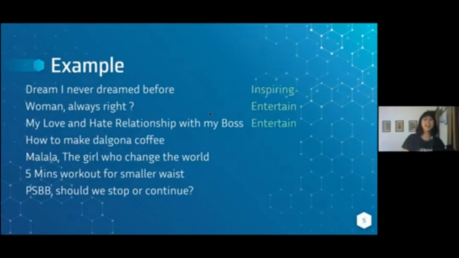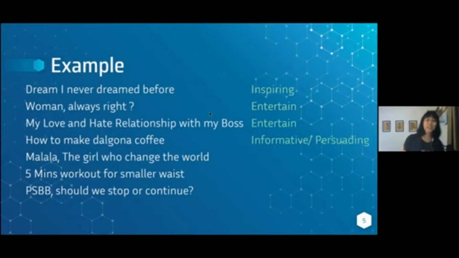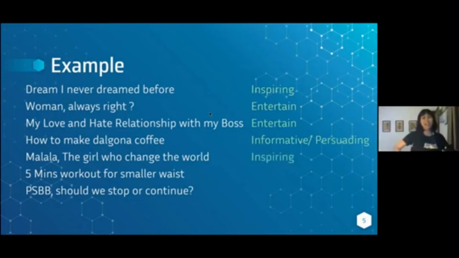"How to Make Dalgona Coffee?" To inform. Good. "Malala, the Girl Who Changed the World." To inspire. "5 Minutes Workout for Small Ways." Persuade. Inspiring. Inform also. Yeah, that's true. To inform, to persuade, and to inspire.